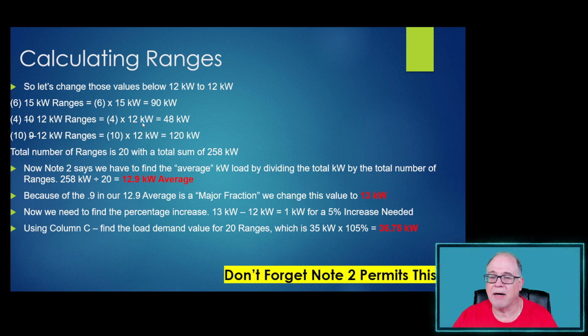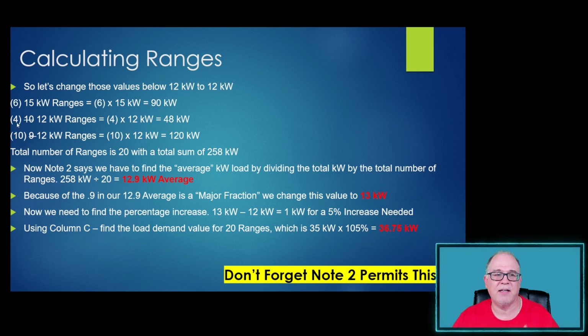So then we add it up. The 4 times 12 is 48. Remember those 9? We drew a line through it and now they're 12. So there's 10 of those times 12 kW. That's 120 kW. Okay?